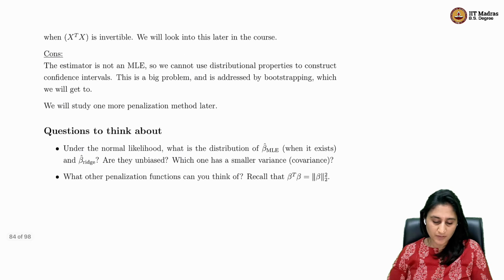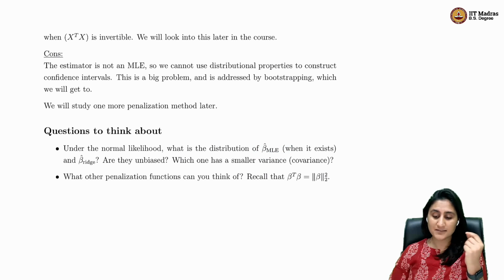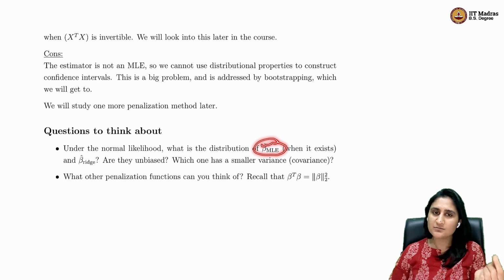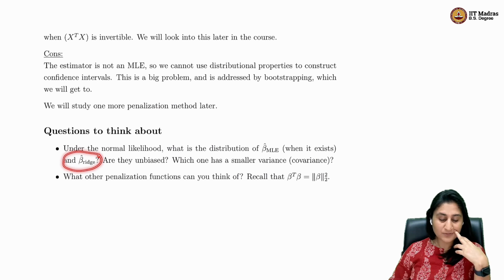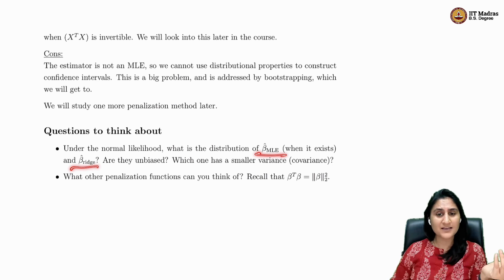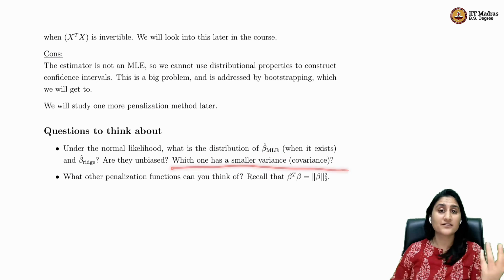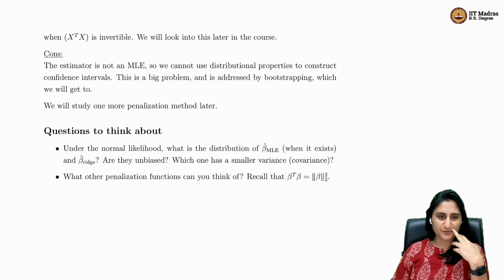Okay. So here are some questions to think about. Under the normal likelihood, I think it would be a really good exercise to understand what the distribution of beta hat MLE looks like when it does exist. Beta hat MLE is also a random quantity that's coming from random data. It has a distribution as well, and I don't want to say it's fairly easy, but it can be shown that it has a certain distribution. So try and see if you can find the distribution of beta hat MLE, and also the distribution of beta hat ridge. Are both of these unbiased or biased? And which one do you think has a smaller variance? That would be a great exercise for you to try out.